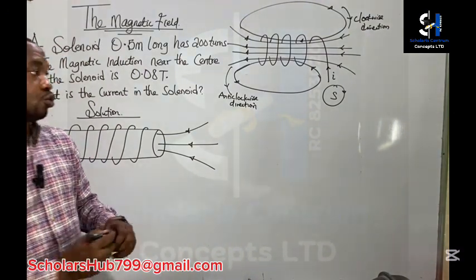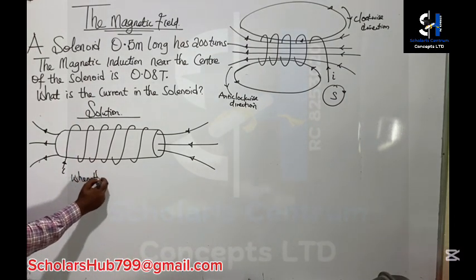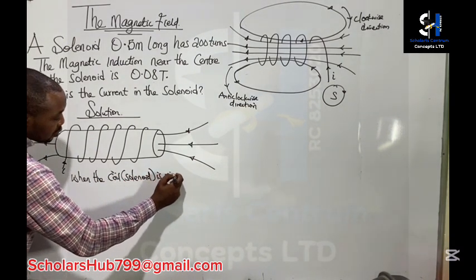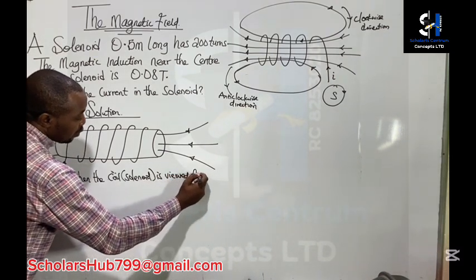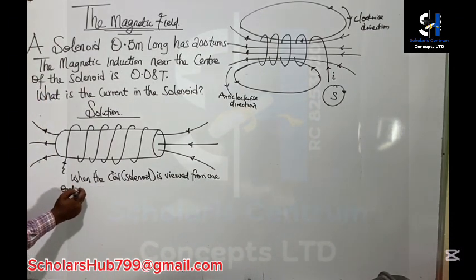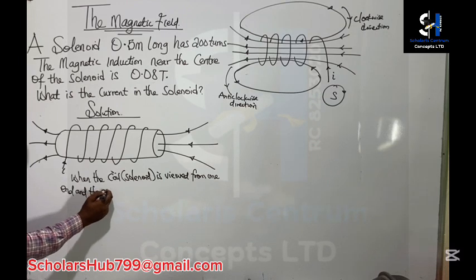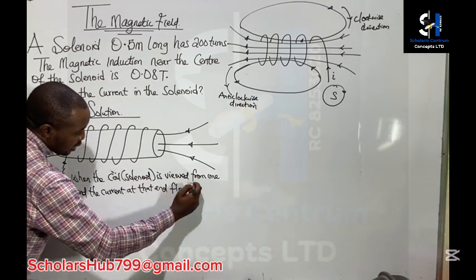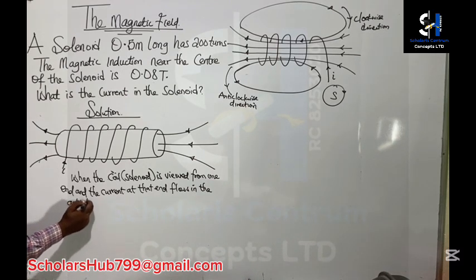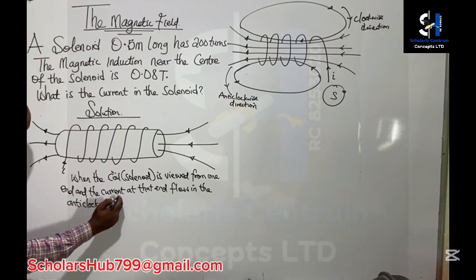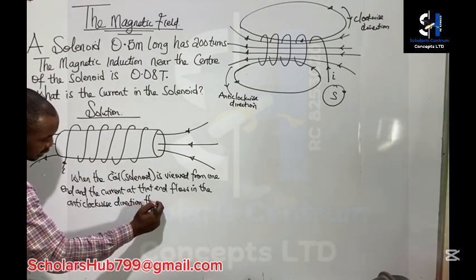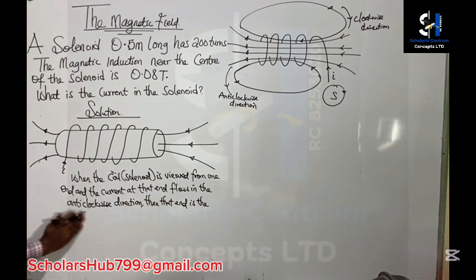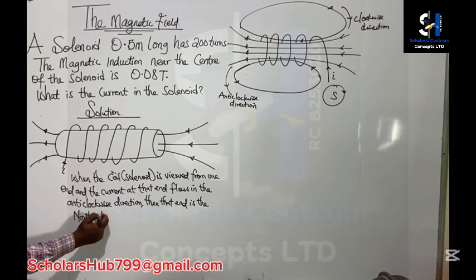Like I said, according to the rule, when the coil, that is the solenoid, is viewed from one end, and the current at that end flows in the anti-clockwise direction, then that end is the north pole. That'll be the north.